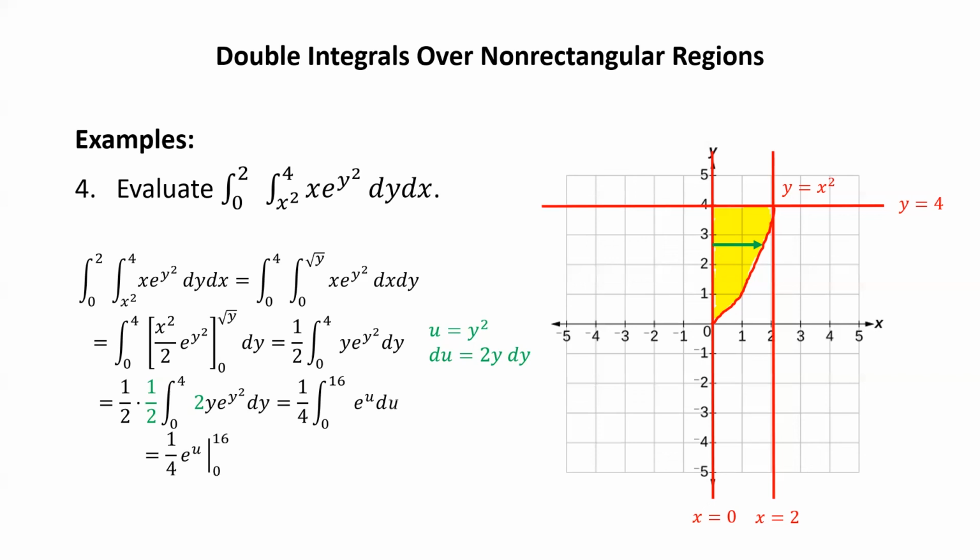So integrating that is straightforward. We get 1/4 e to the u from 0 to 16, which is 1/4 (e to the 16 minus 1). So we replace u by 16 to get e to the 16th, and we replace u by 0 to get e to the 0, which is 1. So we wind up with 1/4 (e to the 16th minus 1).